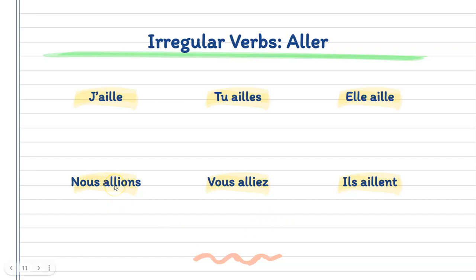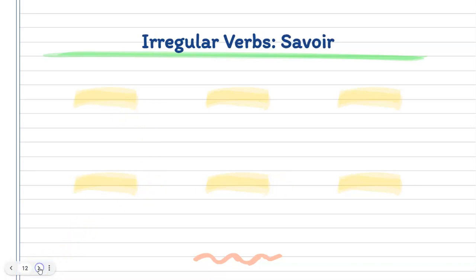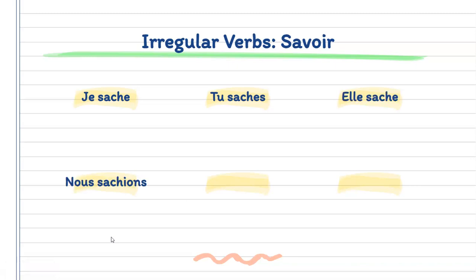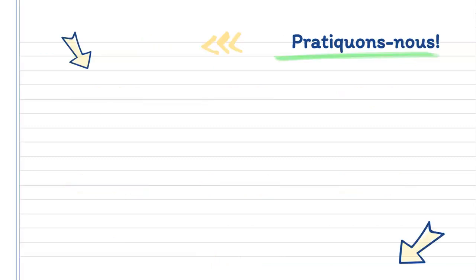For aller, j'aille, tu ailles, elle aille, nous allions, vous alliez, ils aillent. Note that the L's come before the I just for nous and vous, otherwise we have I and then double L for each of these. Savoir, fun one to say, je sache, tu saches, elle sache, nous sachions, vous sachiez, il sache.